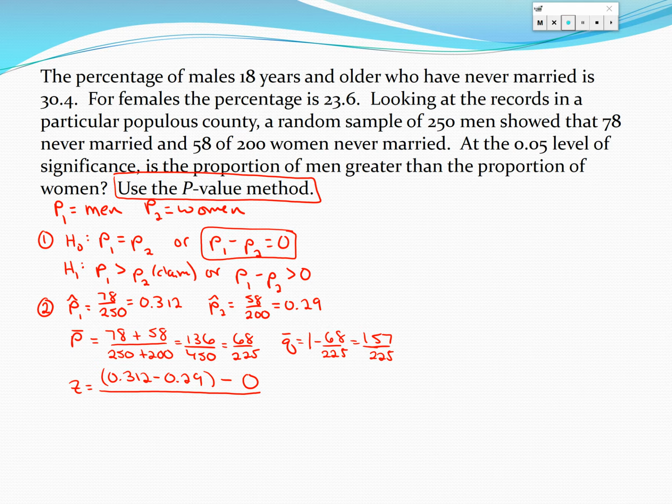Now we go into the denominator. We have a radical down there. And we have p bar times q bar, times 1 over our n sub 1, which is our first sample size, plus 1 divided by 200, which is our second sample size.